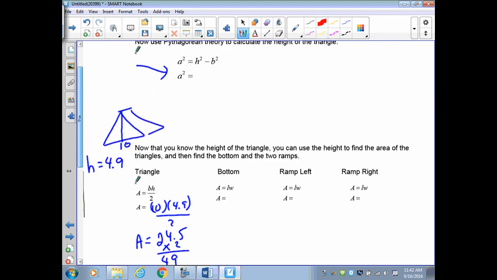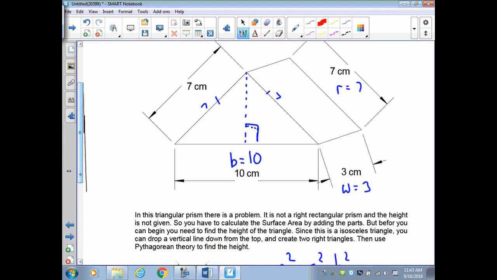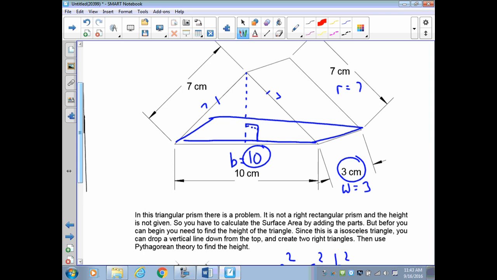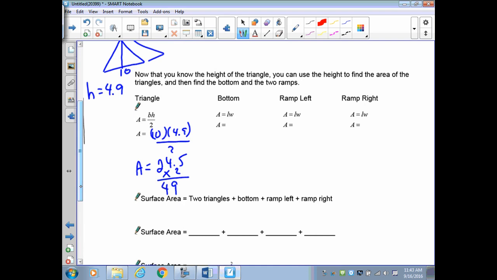Now the bottom, we have to go back and take a look at what we had here. The bottom is a rectangle, and you'll notice that the bottom rectangle looks like that, kind of, all right? And it is 10 by 3. So moving forward on this one, 10 by 3, area is length times width, so that's 10 by 3, which means my bottom is equal to 30.